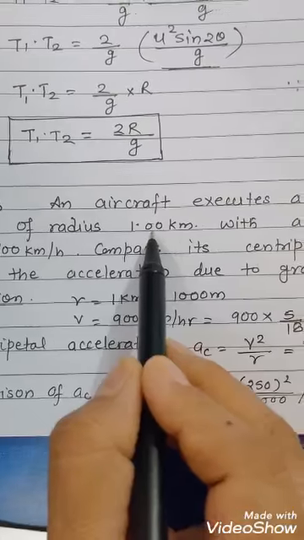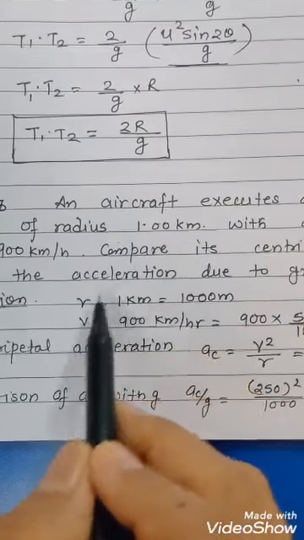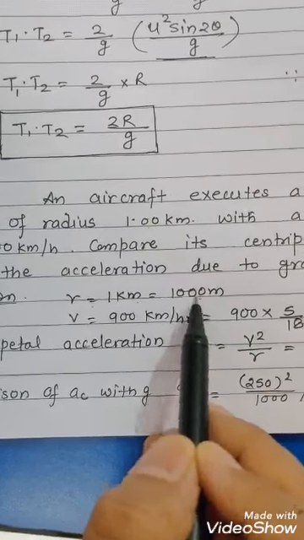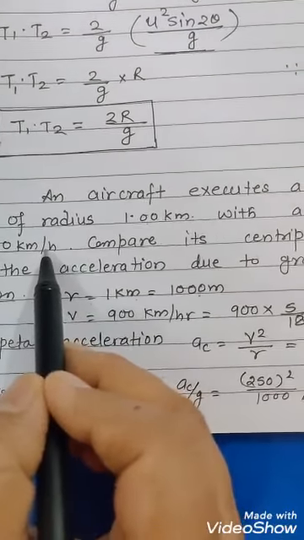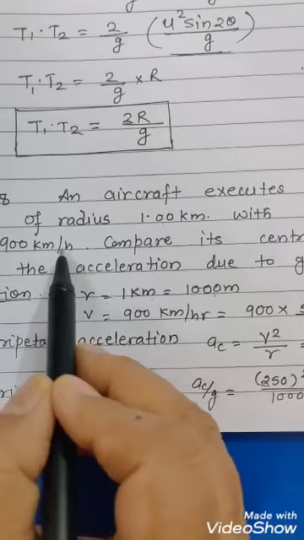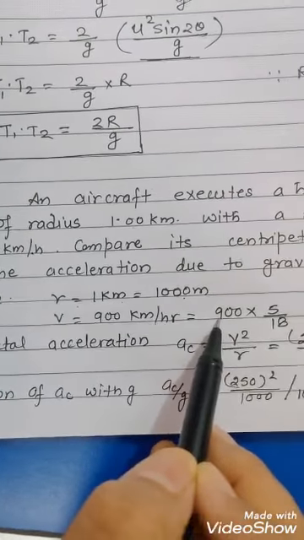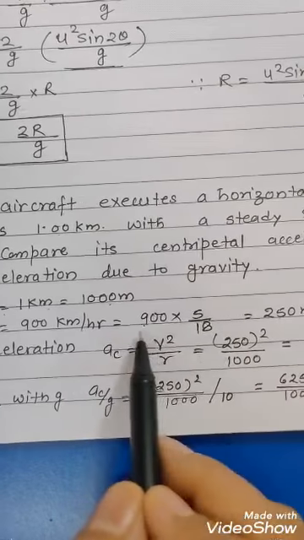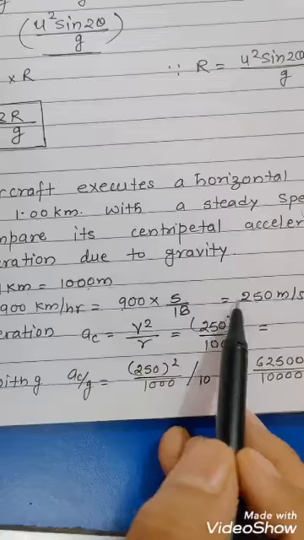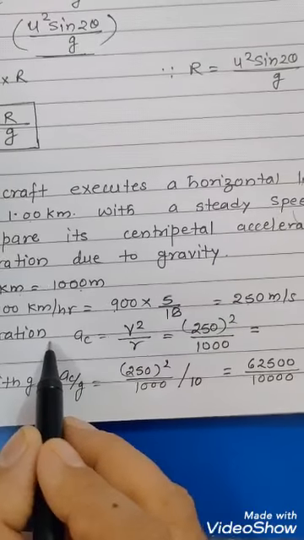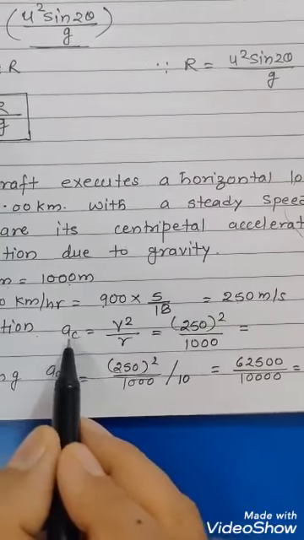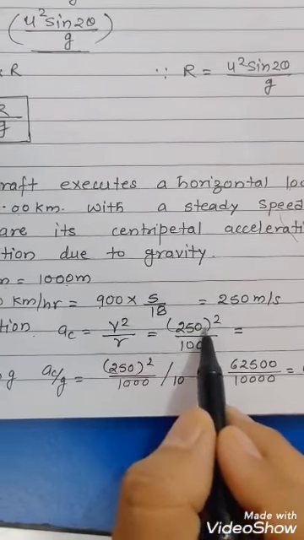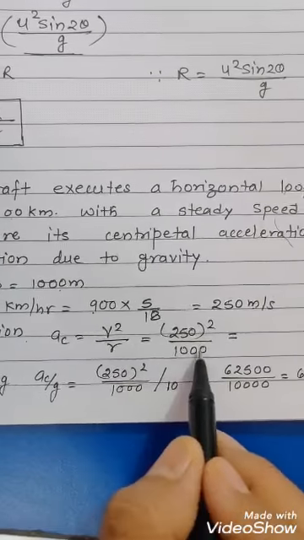The radius is given as 1 kilometer here. So r is equal to 1 kilometer, that is equal to 1000 meter, and the constant speed is given, that is 900 km per hour. We'll change this into meter per second, so it will come 250 meter per second. Now the centripetal acceleration, a_c, is equal to v square upon r, and v is 250, the whole square, r is 1000.